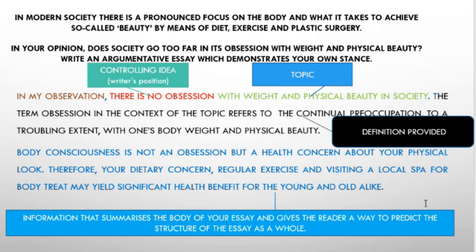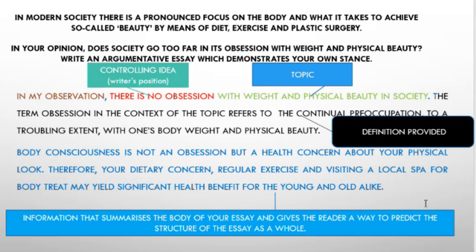You say, I think society does go in its obsession with weight and physical beauty. I think, Mduduzi, this is spot on. You were able to write a thesis statement. However, the other section of the introduction is missing. But you have captured quite well the thesis statement when you say I think.